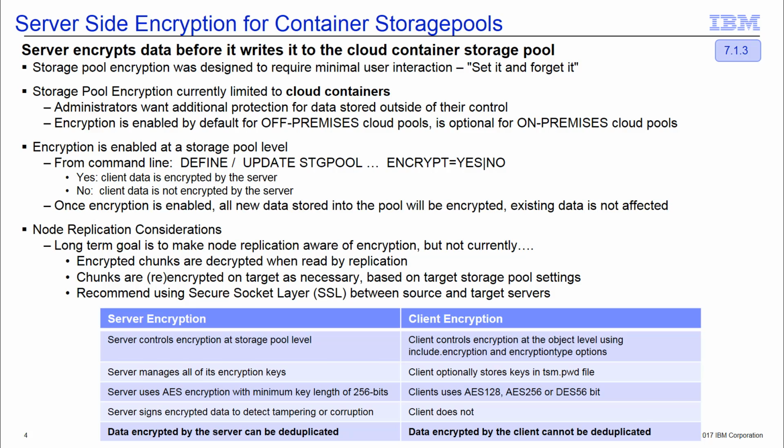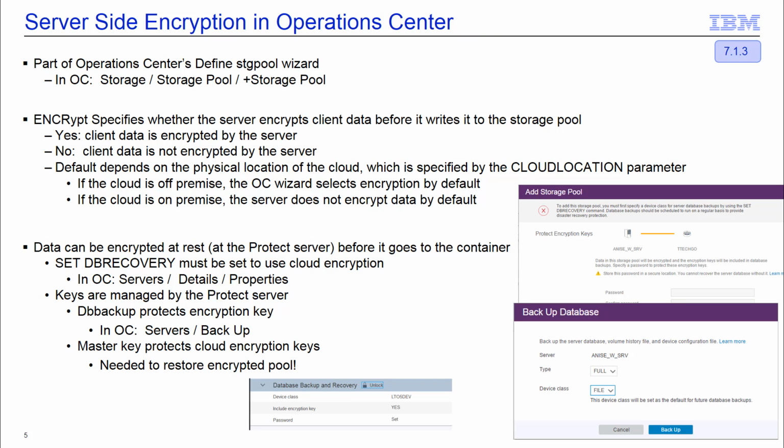When you go through the Operations Center wizard to set up a container, it will prompt you, if it's a cloud storage pool, to turn on the encryption. It will also make sure that you have the necessary database recovery pieces set up, and that's to protect the encryption keys that are being created for the different objects. If you don't have that protection of your Spectrum Protect database, then it would be impossible to restore any of the encrypted data in that container.